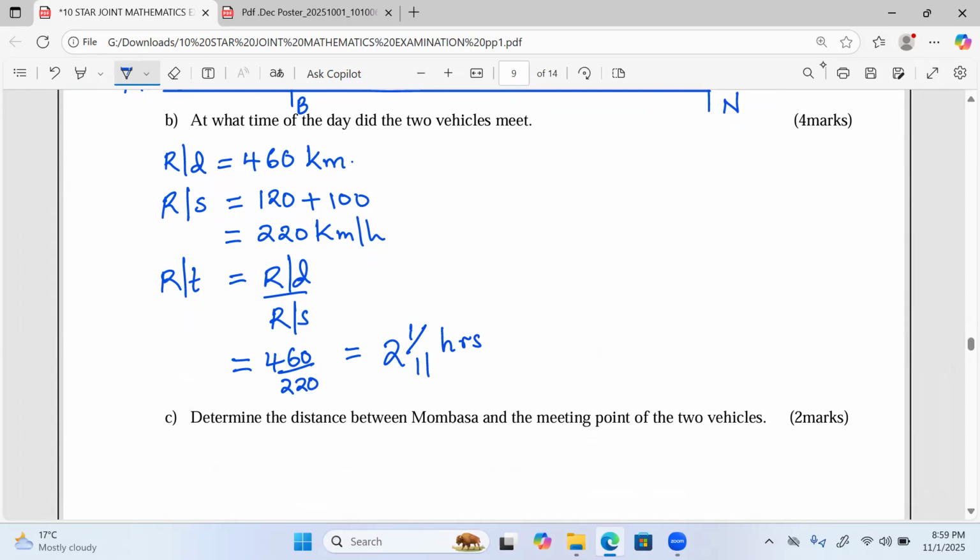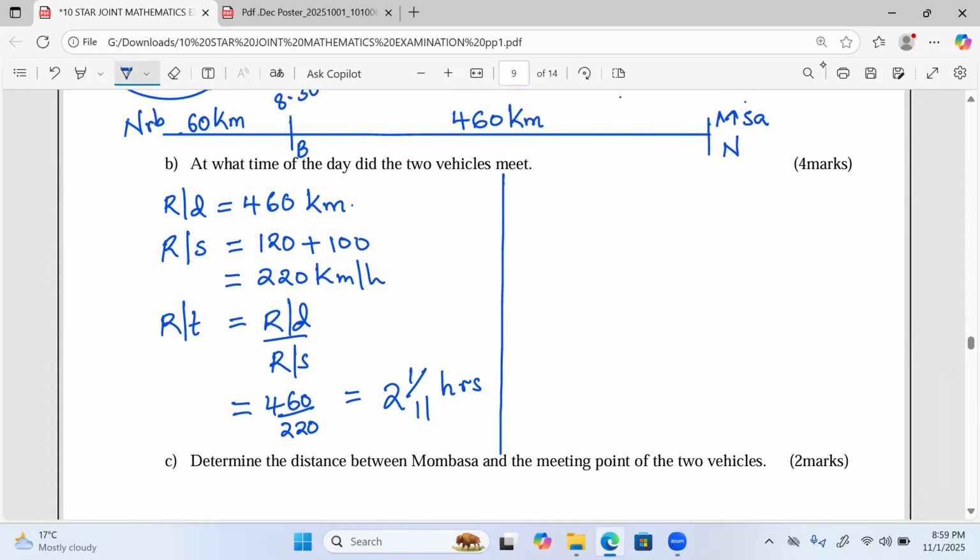If that is the time taken, can we now convert it into hours and minutes so that we be in a position now to add it to 8:30 so that we know the exact time they are meeting? So let's talk about 2 hours. Then when we subtract 2 from this figure, we shall remain with 1 over 11 of an hour. So we multiply it by 60 to get 5 minutes.